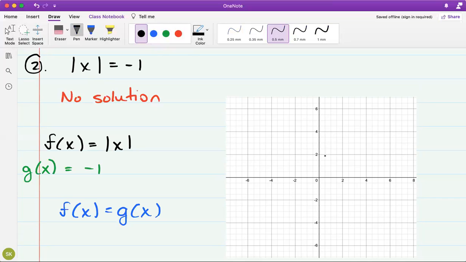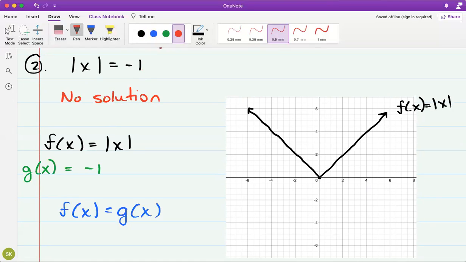So again, we're going to graph this. This, we already know what it looks like. Looks like this. Okay, this is the absolute value function. And then this side, right here, this -1, this is a line. The slope is 0, it's a horizontal line, and it goes through -1.